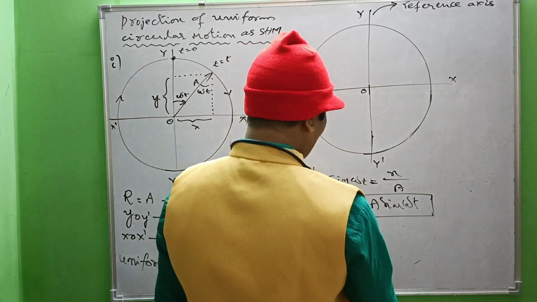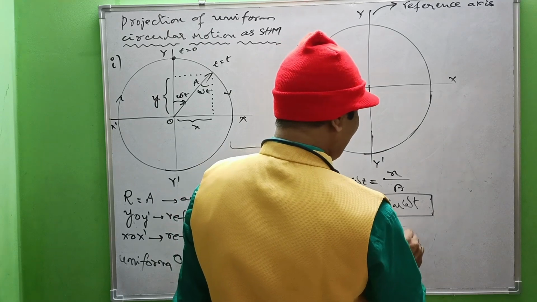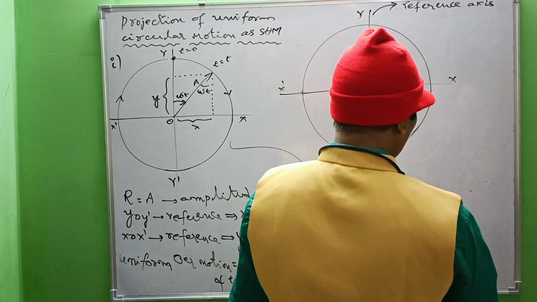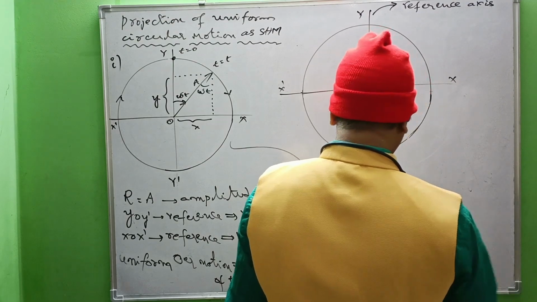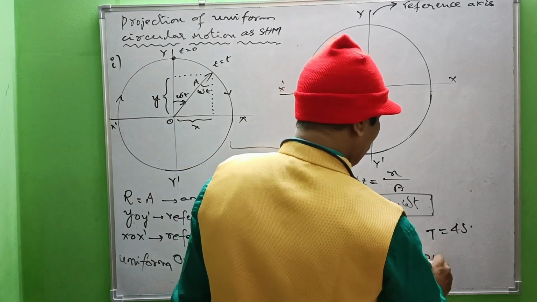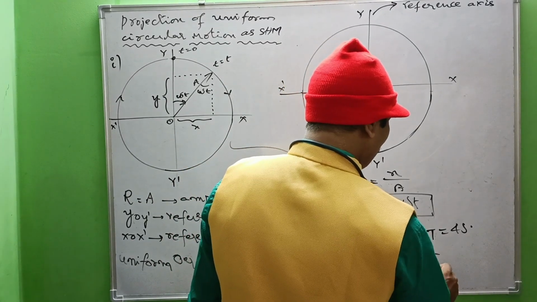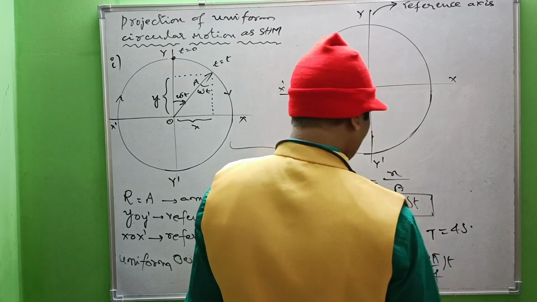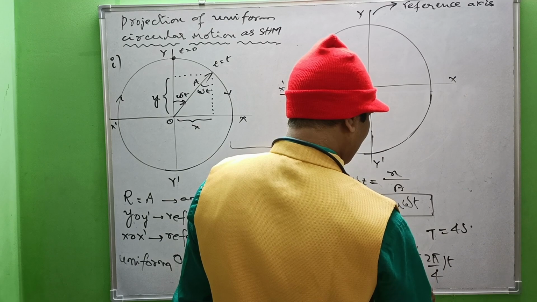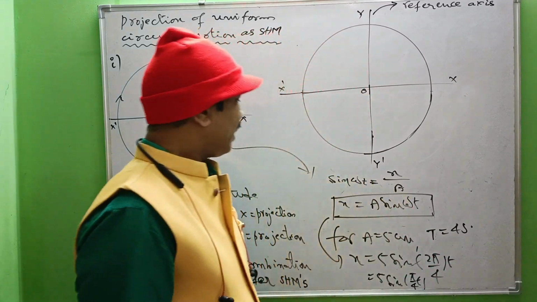Suppose for a equal to 5 centimeter, capital T equal to 4 second. Now the expression can be written as x equal to 5 sine 2 pi by capital T, that means 4, into t. That is 5 sine pi by 4 t. So this is the expression, right?